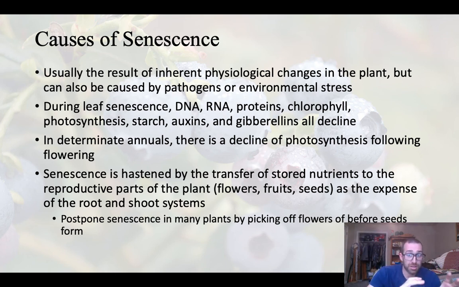So as a result, you can postpone senescence in plants by picking off flowers early on before they start setting seed. Right? Because once they get to that process, they're going to put all their energy into reproducing, into developing seeds, and it's going to quickly lead to their death. Whereas if you just pick those flowers off before that happens, you can kind of postpone the life of your plant.